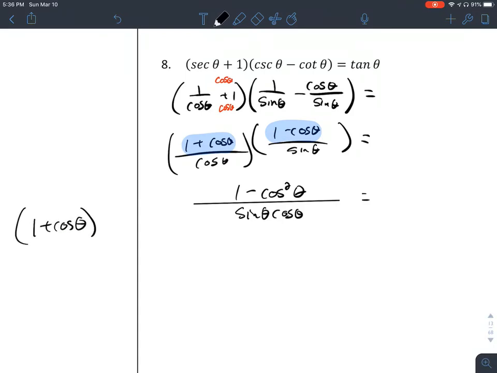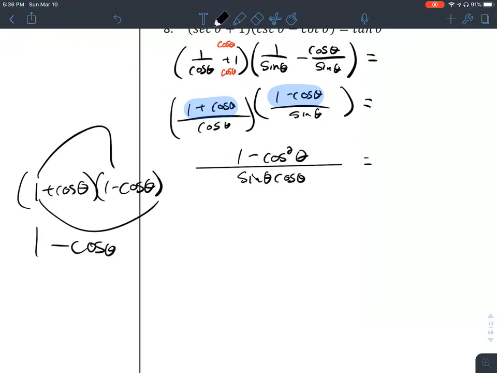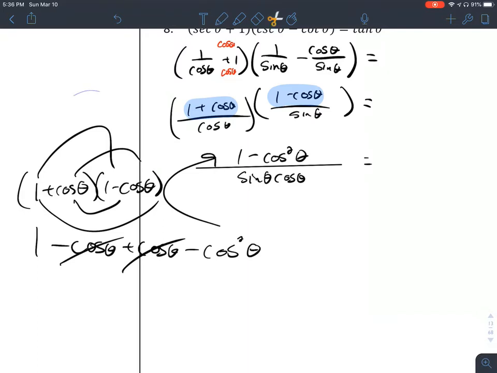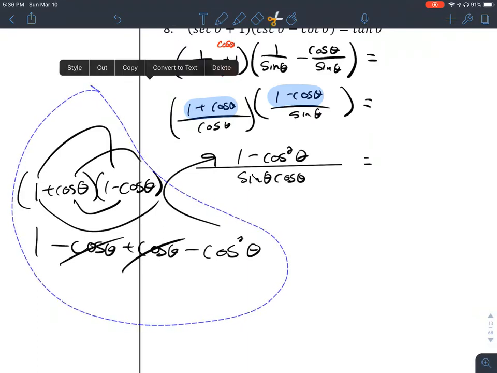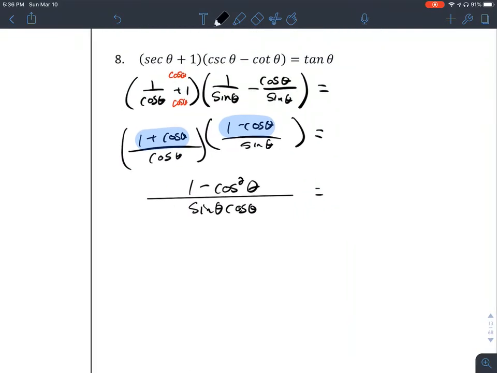If you FOIL this, distributive property, box method, whatever you kids are calling it these days, 1 times 1 is 1. 1 times cosine is minus cosine theta. Cosine of theta times 1 is plus cosine of theta. And then we have a positive times a negative, which is a negative cosine squared of theta. These two middle terms cancel. Still get this up here. If you need to show that work to get this correct, do it. If you don't, I don't require it.